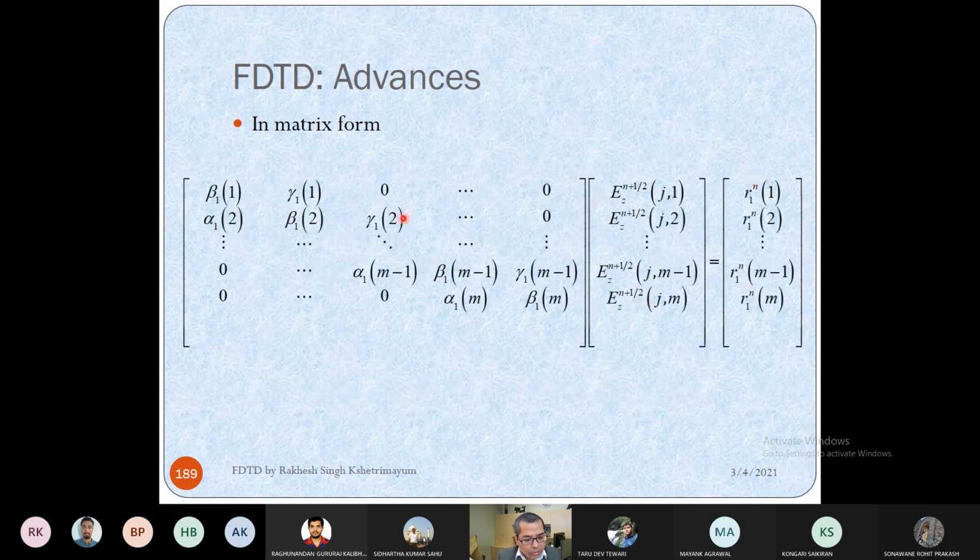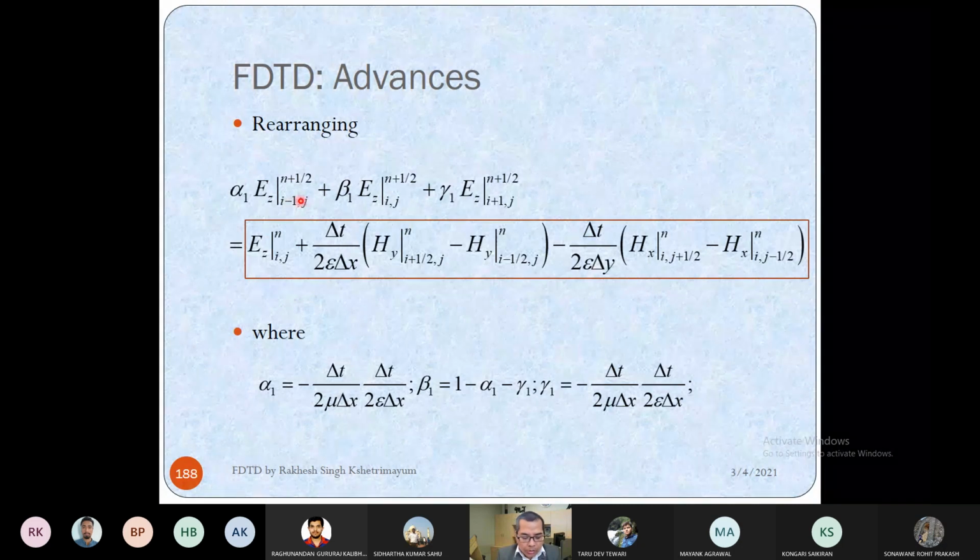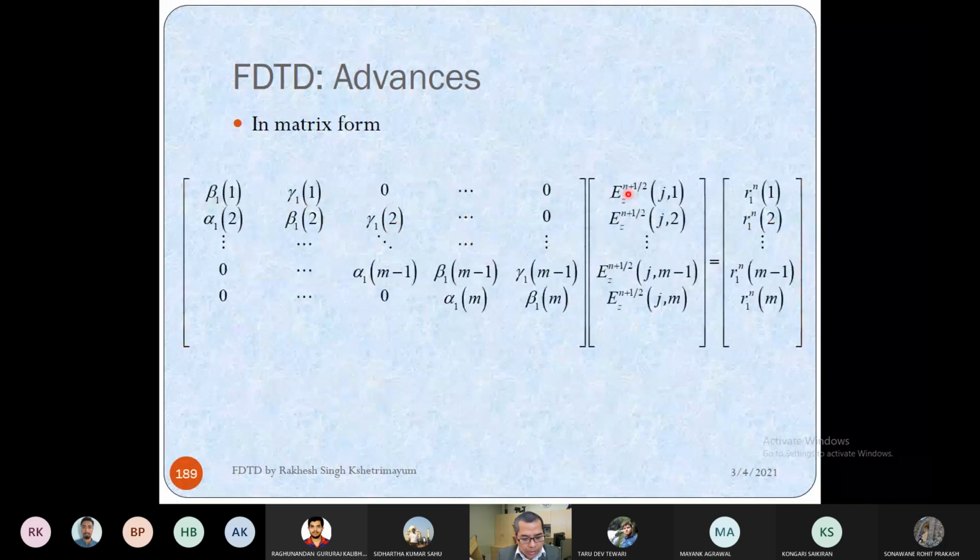First row is i equal to 1. You multiply this first row and this column here, you get R1 and 1. That is for i equal to 1. But for i equal to 1, i minus 1 will become 0. This term will not exist for the first row because we cannot have any value of 0 here. So we should always start from 1. So when i is equal to 1, this term is 0, but this term is still there. This term is also there. So that's what we are doing. Beta 1, gamma 1 multiplying with Ez at n plus half at j comma 1 and Ez at n plus half j comma 2. When we multiply this, we will be getting R1 and 1.